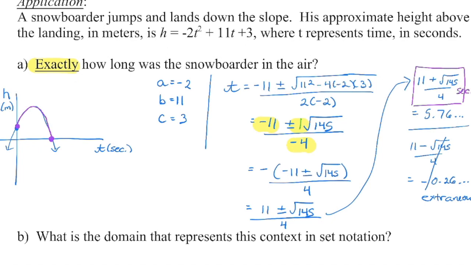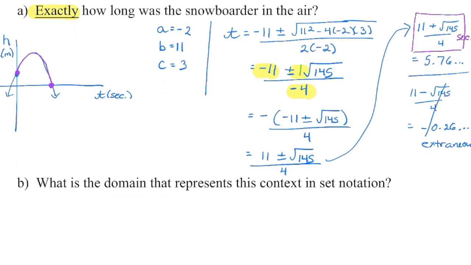All right, so that's the first part of the question. So the snowboarder is in the air 11 plus the square root of 145 divided by 4 seconds. The second one wants to know what is the domain. So going back to what we did a lot of in quadratic functions, we know domain is where the graph lies on the x-axis. We can see that we're starting at a time of 0, and we're going to a time of that value which we just calculated. And again, because they want exact values, I'm going to use that exact number there.